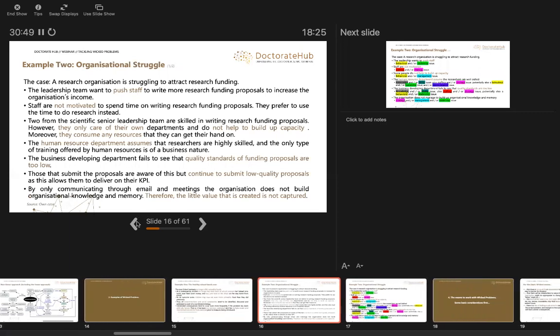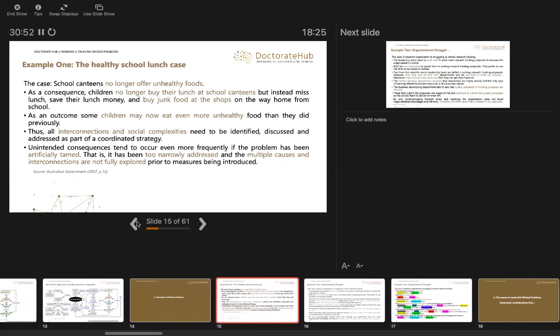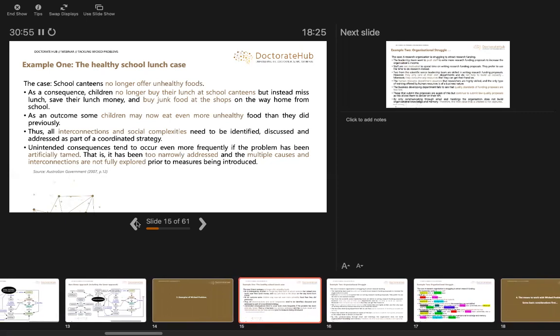Yes, sir, just a question, sir. Yes, please. I want us to look at the case again. Is it that the school canteen no longer offers healthy food, or they no longer offer unhealthy food? Because no longer offering unhealthy food means they are offering healthy food. But I thought it would be school canteen no longer offers healthy foods. No, it's now offering healthy food. So it's no longer offering unhealthy foods. And that decision has been taken, and it backfires. And we will see later on how this can easily be avoided, what could be done to do that.